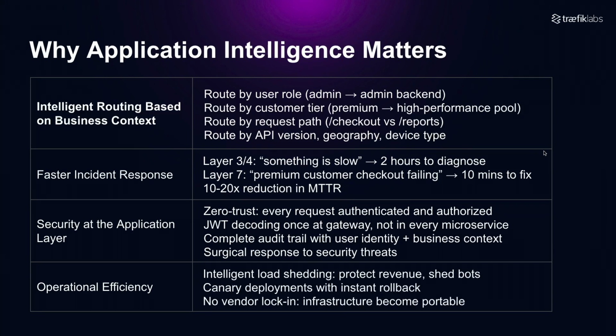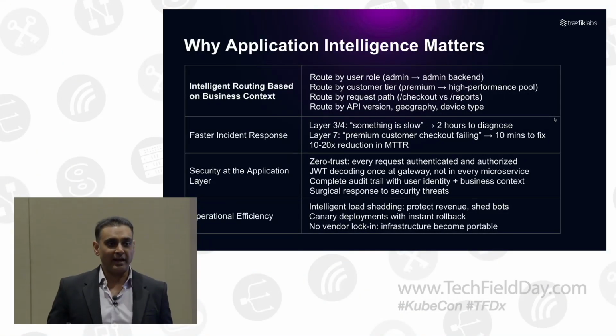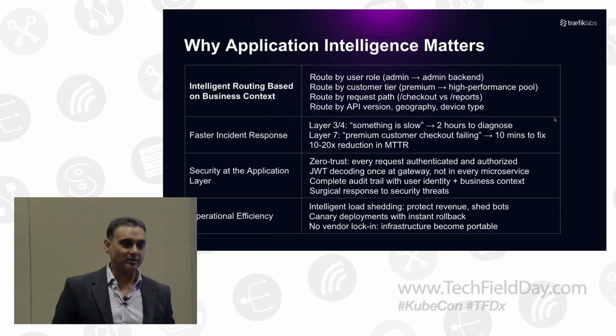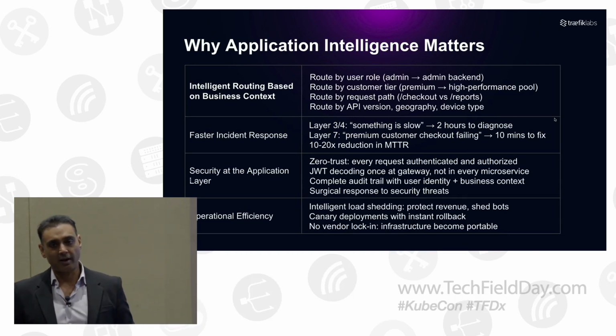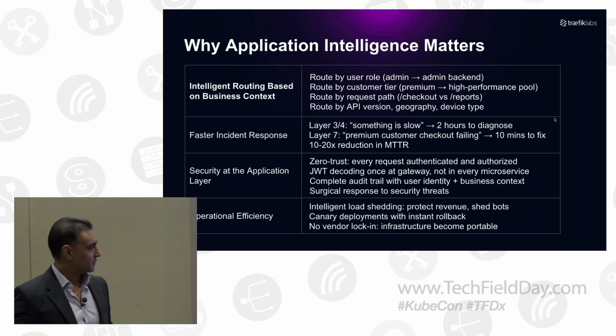And then also for operational efficiency, let's say you end up getting a lot of load, your P95 or P99 start to spike up, and then you have to decide which users do I shed? With application networking and application intelligence, you're very quickly able to say, okay, I'm going to shed maybe my free tier users, and give more priority to my premium users, for example.